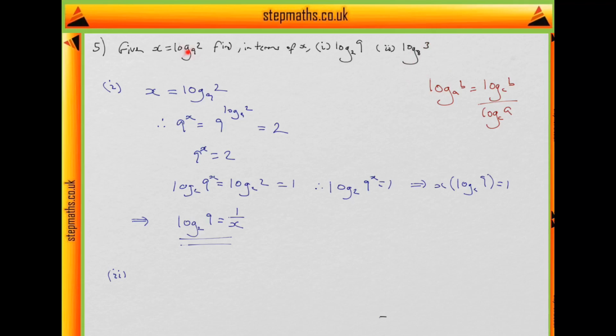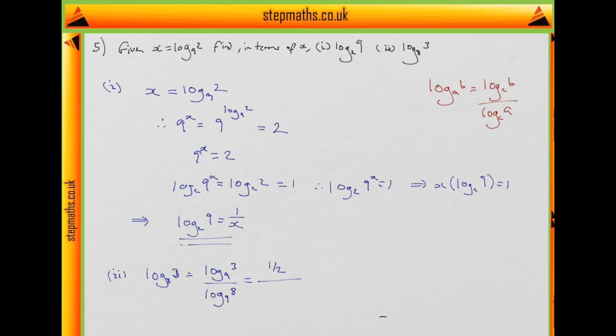You clearly want to get a log base 9 in there somewhere to get the x. So we're going to change this using this formula to c being 9. So we get log base 8 of 3 using our base change formula is equal to log base 9 of 3 over log base 9 of 8.